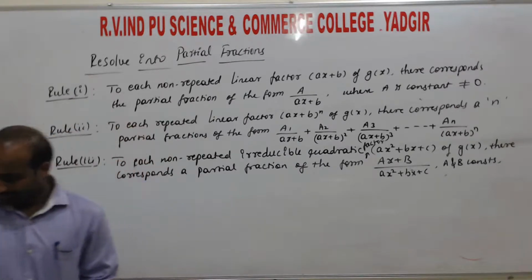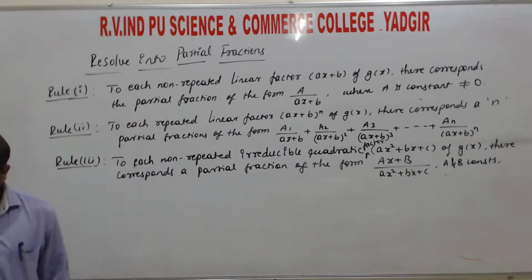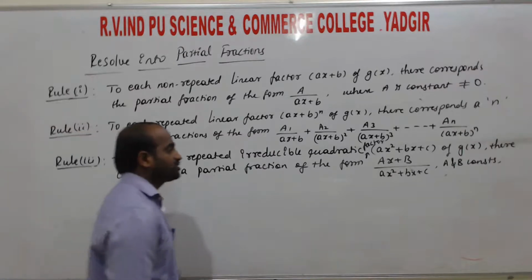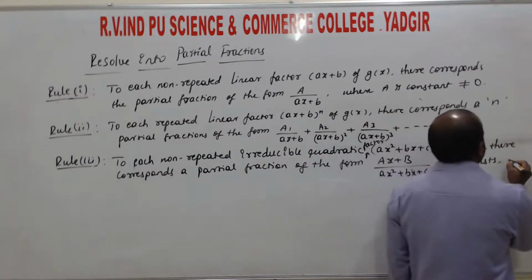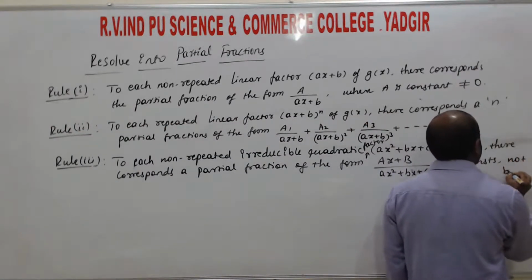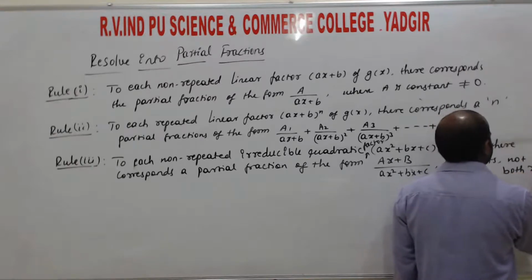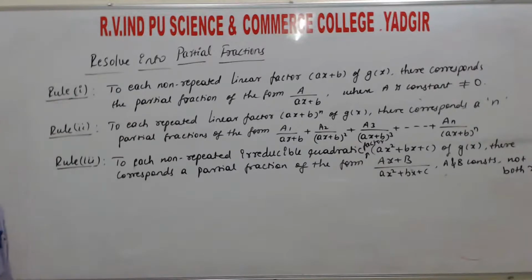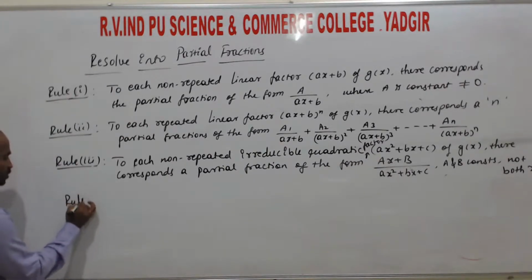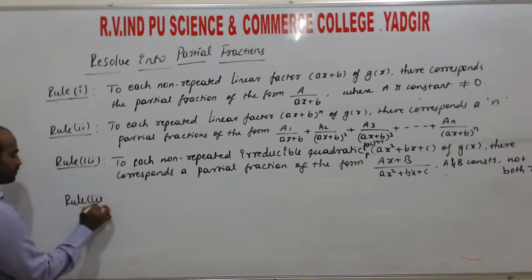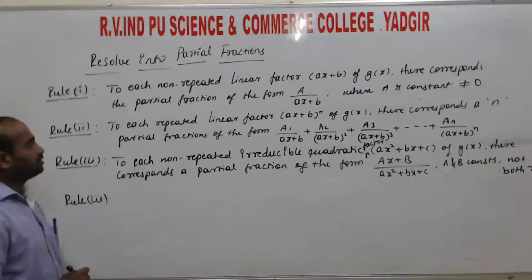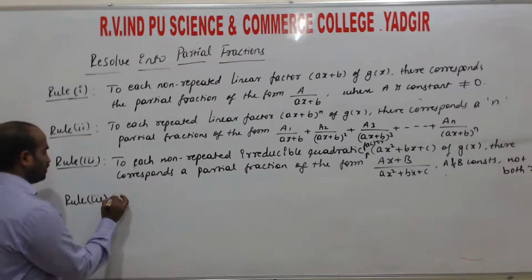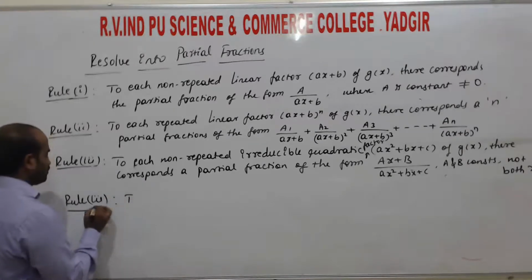Okay, A and B are constants and not both 0. Next, the fourth one, Rule 4.